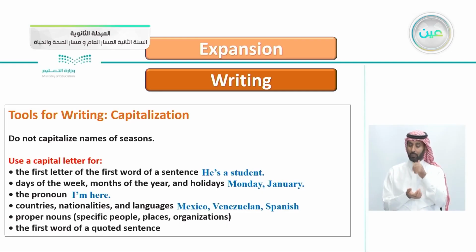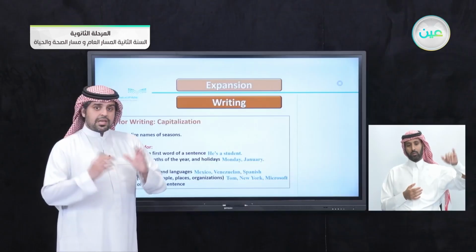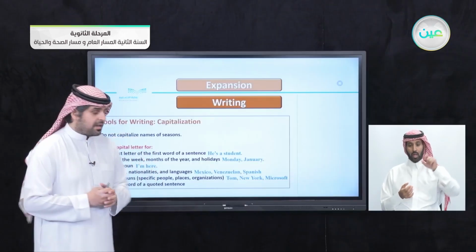Countries, nationalities, and languages, for example, Mexico, Venezuelan, and Spanish language. Proper nouns, specific people, places, and organizations. Tom, this is a name of a specific person. Places like New York, organizations like Microsoft. So when you name these, always use a capital letter.